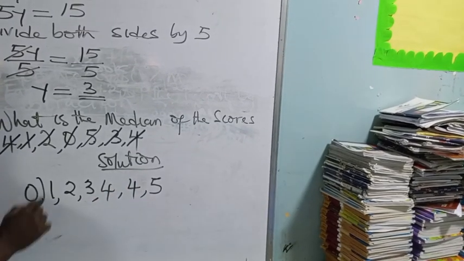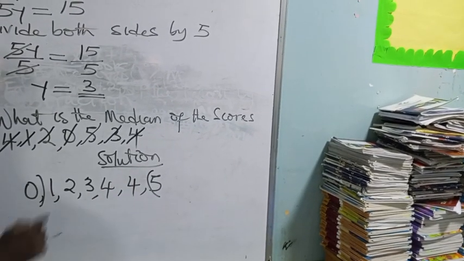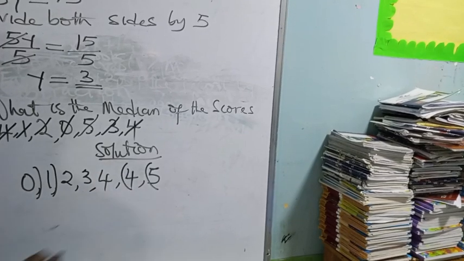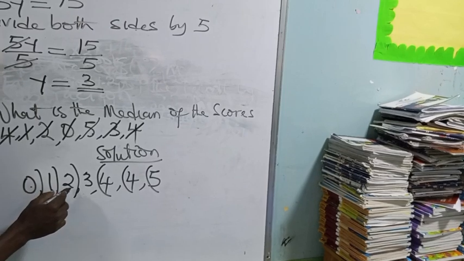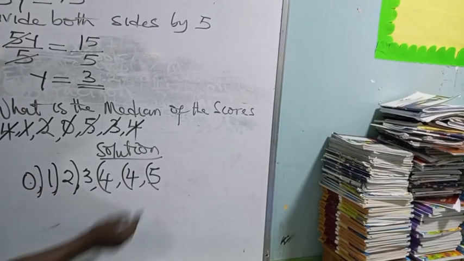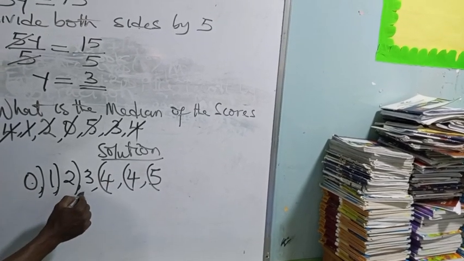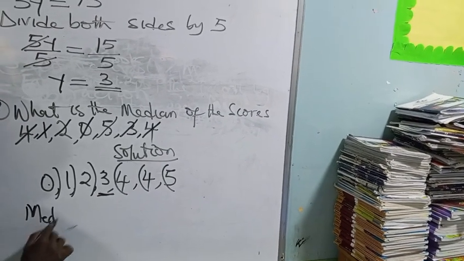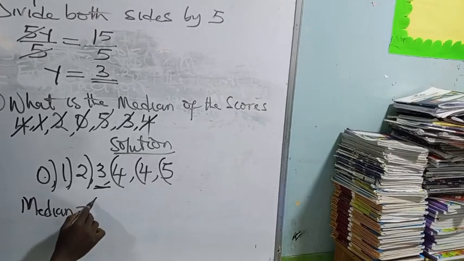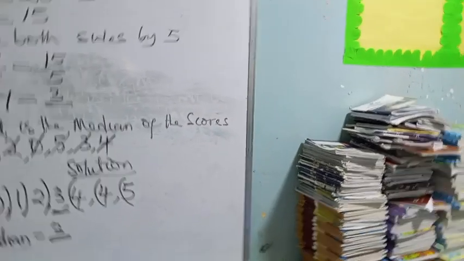So we pick one here, we pick one here, we pick one here, we pick one here, we pick one here, we pick one here. So we have picked 3 from each side. 1, 2, 3 here, 1, 2, 3 here. So the middle number is 3. Therefore, the median is 3.